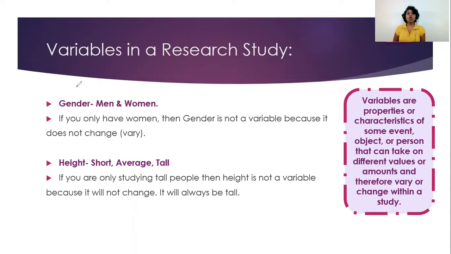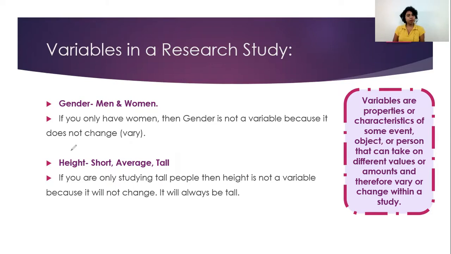So if you have a group of people in your study of varied gender, you probably have at least these two basic genders, male and female. Gender, therefore, is a variable. If you only had women in your study, then gender would not be a variable because it wouldn't change.